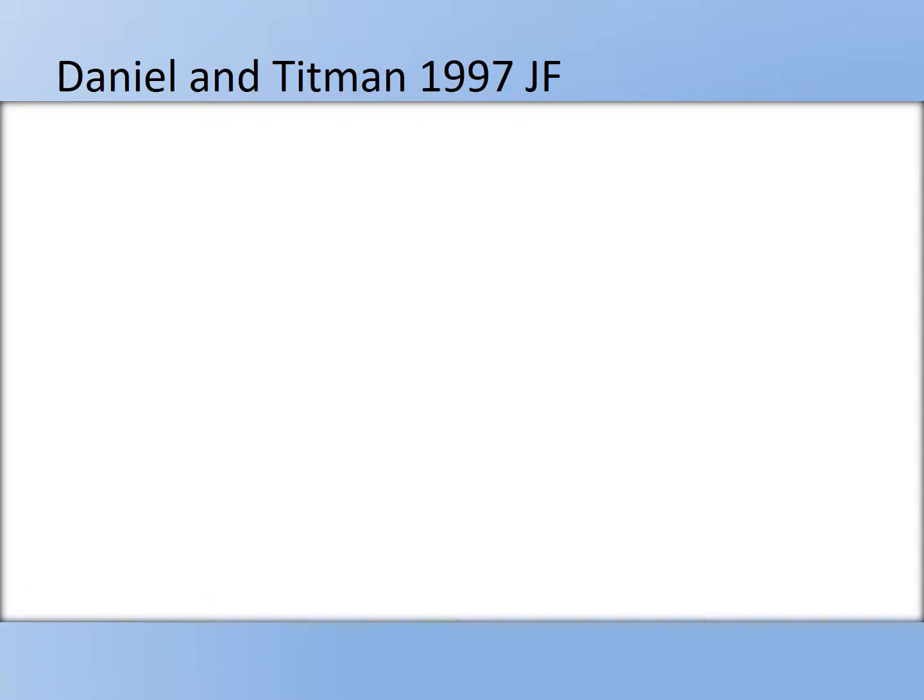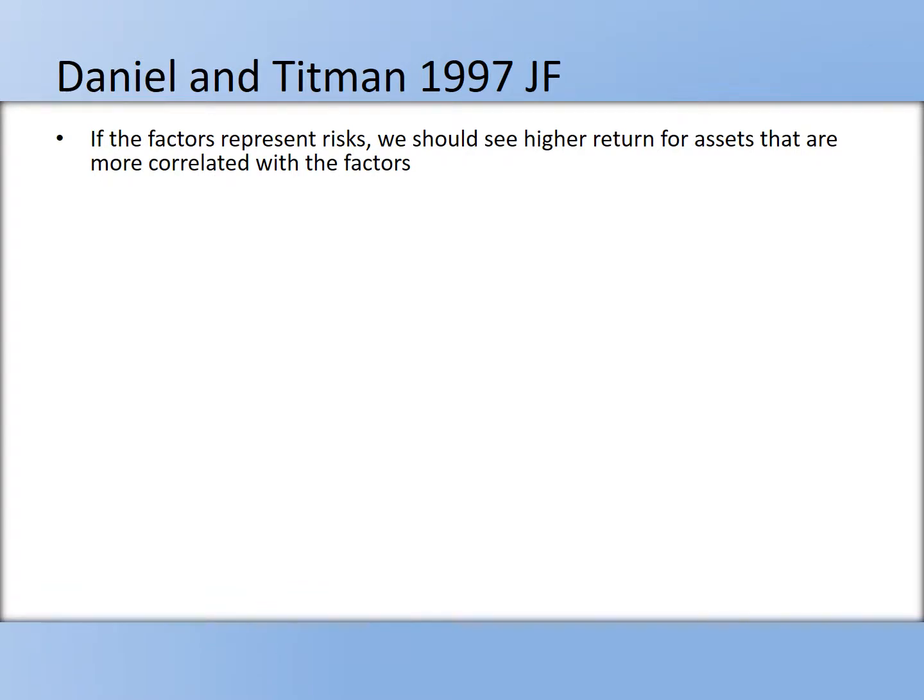Okay, Daniel and Titman, 1997, Journal of Finance. If the factors represent risk, we should see higher return for assets that are more correlated with the factors. It's all about exposure. Just as stocks more exposed to market risk would have higher return, you would expect stocks that are more exposed to these small stock factors and value stock factors to have higher return, because they're more correlated with some risk. And if you're more correlated with some risk, you should have higher return.